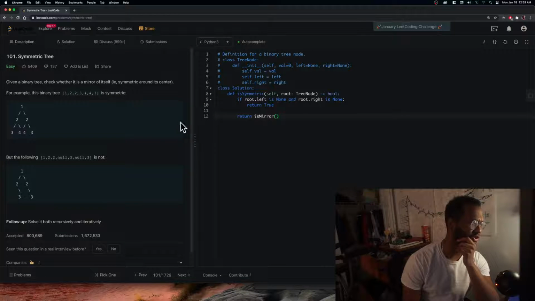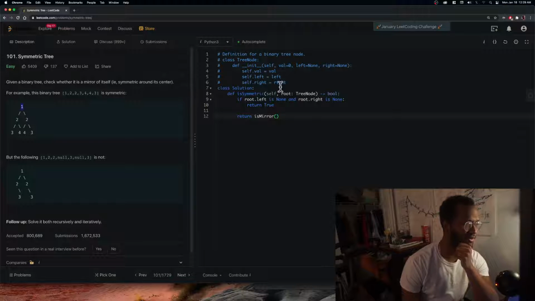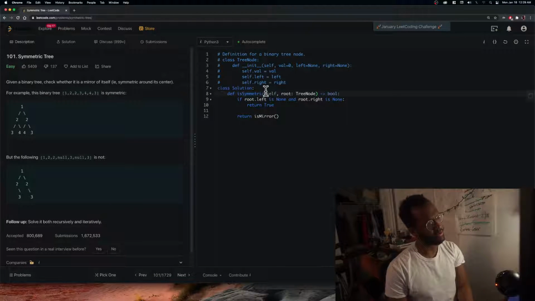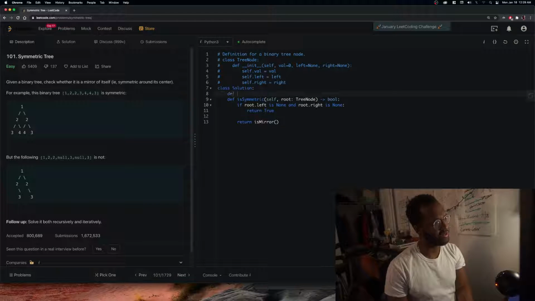So we got past the first part. We handled our edge cases. We said if there's a node by itself, and that's the only node in the tree at all, then that's symmetrical. Now let's define our function. We're going to call it isMirror. It's going to take self because that's how Python works, and we're going to give it a left node and a right node.